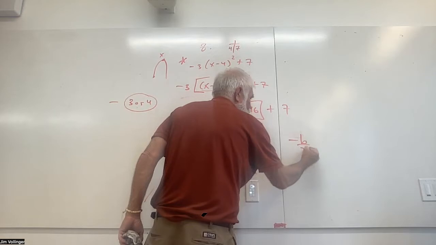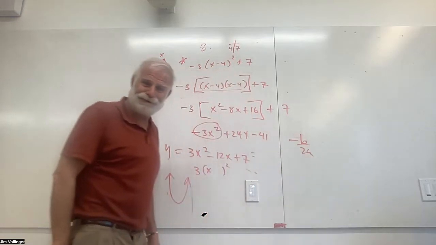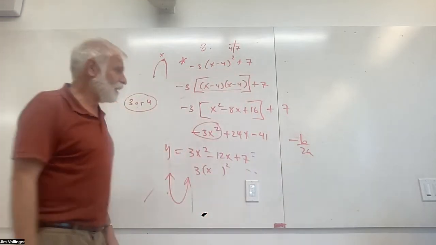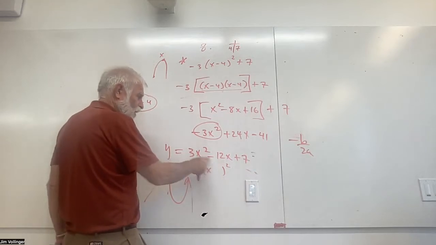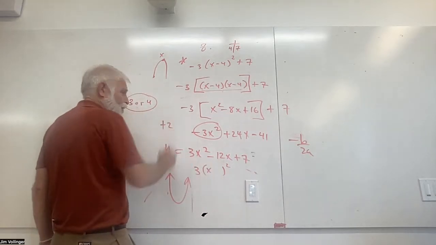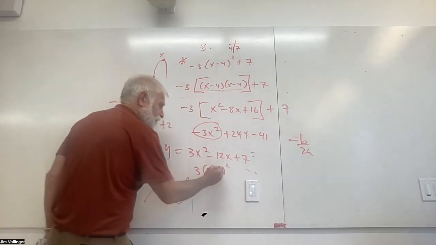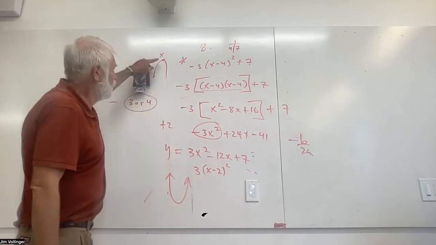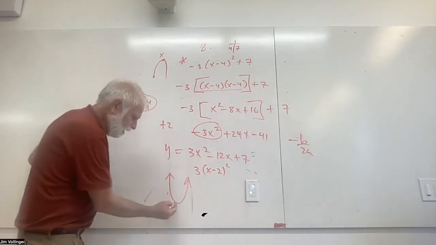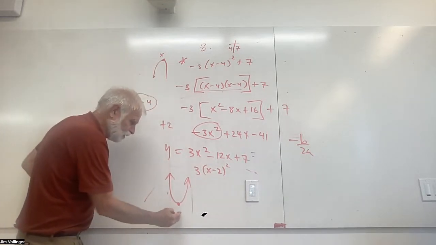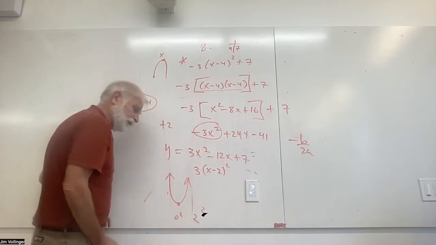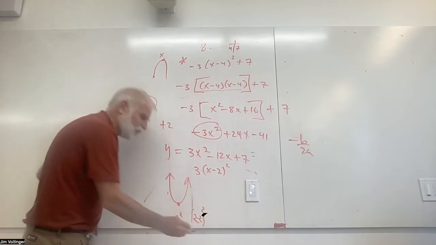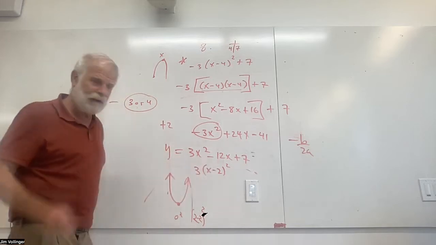Minus b over 2a, the average of the roots. So minus b over 2a is, in this case, 12 divided by 6, which is positive 2. So you're going to say minus 2, because the minimum area of this occurs when you get 0 squared. So how do I turn 2 squared into 0 squared? I subtract 2 and then square it. So that's why we're writing that.